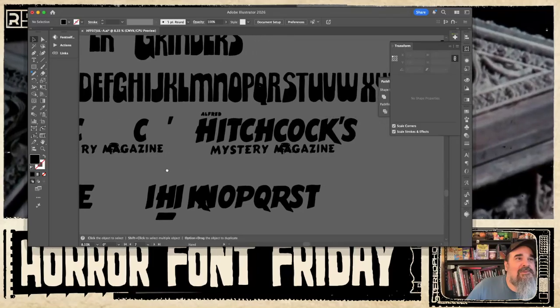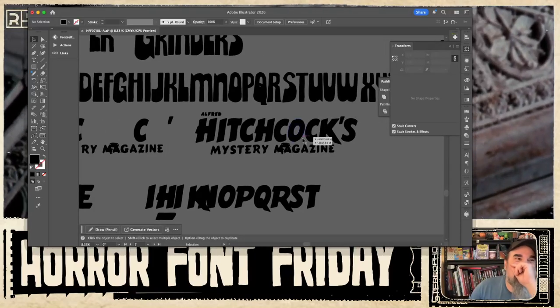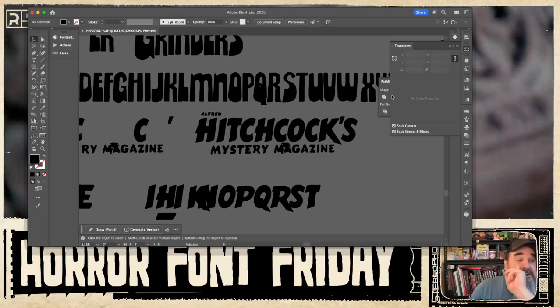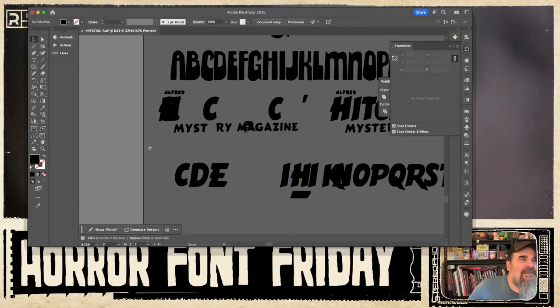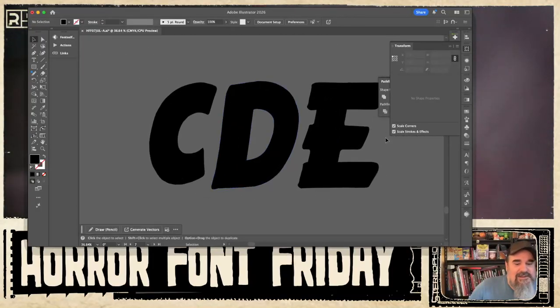So with the original Hitchcock magazine, there's not really any overshoot on the C or the O, which feels weird.